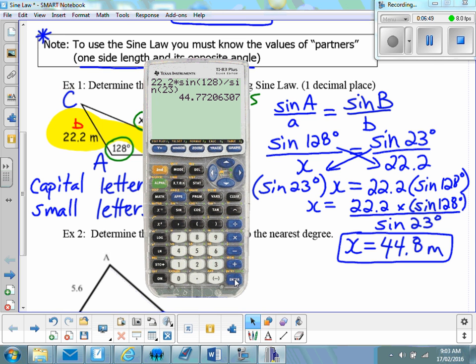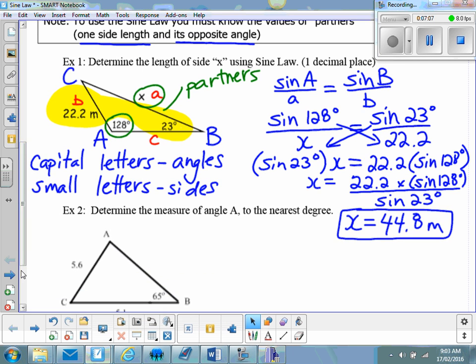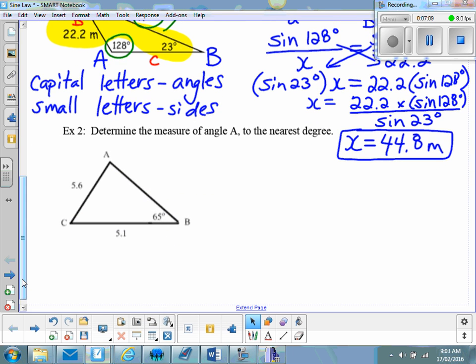So with our experience in dealing with ratios and solving equations that involve proportions like this, you should be able to handle these. The only new thing is that we're dealing with sine as part of these ratios. But you should be able to handle that okay. All right, so that was finding a side. Now we're going to take a look at finding an angle.